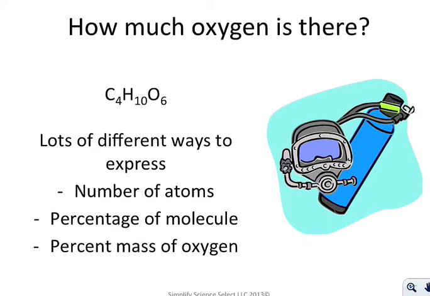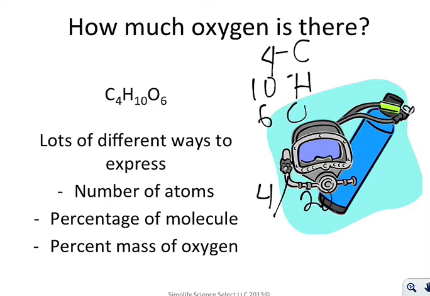So, if you have a compound such as C4H10O6, there's lots of ways that you can express the amount of each atom present. The first thing is you can represent the number of atoms. For example, you can say there are 4 carbons, 10 hydrogens, and 6 oxygens. You can also say that carbon represents 4 out of 20 of the molecule, hydrogen represents 10 out of 20, and oxygen equals 6 out of 20. But those things don't really represent anything of any given importance.